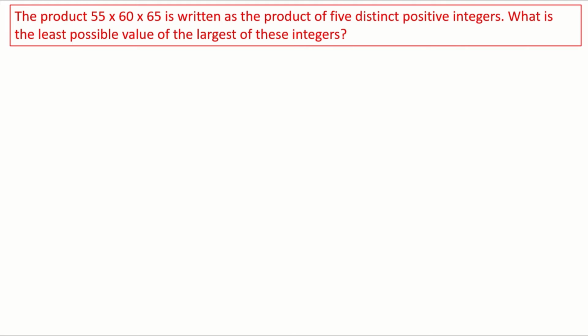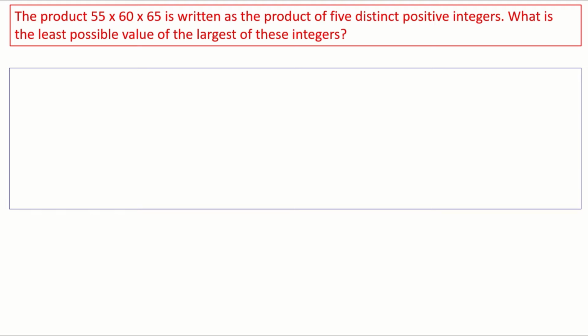The first one is: the product 55 into 60 into 65 is written as the product of 5 distinct positive integers. What is the least possible value of the largest of these integers? 5 distinct positive integers it should be written, so just remember that. First thing, factorize it. This is what you will get: 5 into 11 into 3 into 2 into 2 into 5 into 13 into 5. There are 3 5s and 2 2s actually.